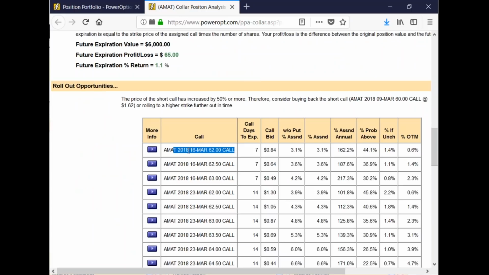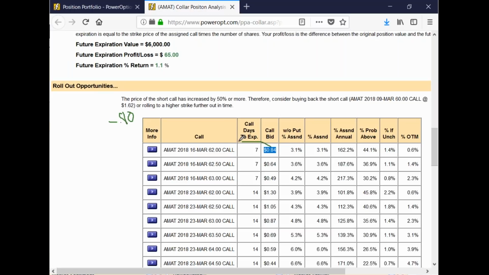So I see here I could roll out to the 16 March 62 strike to get 84 cents. Now I was going to have to pay $1.62 to buy to close the existing option. And we only took in 80 cents up front. We could get 84 cents here. So this is rolling for only a 2-cent net credit, isn't it? Right? We took in 80 cents for just the call.